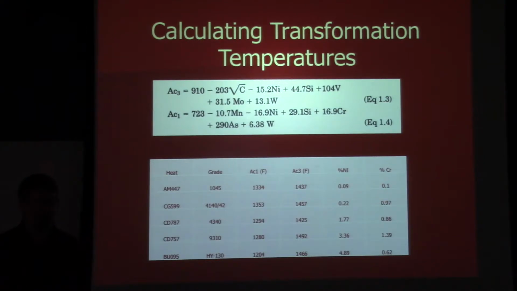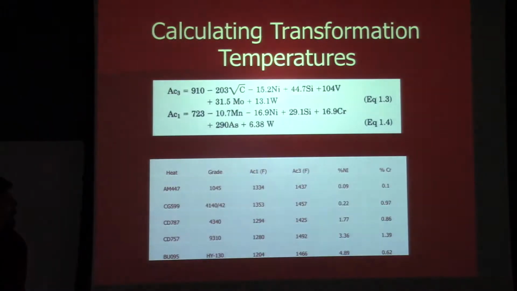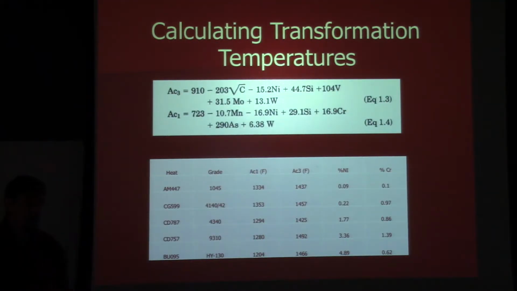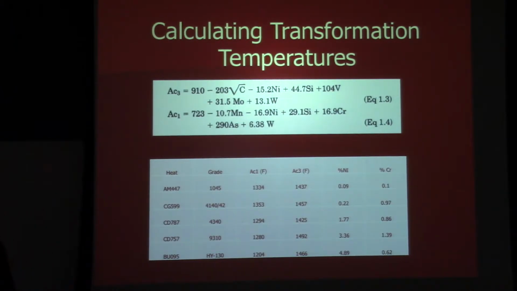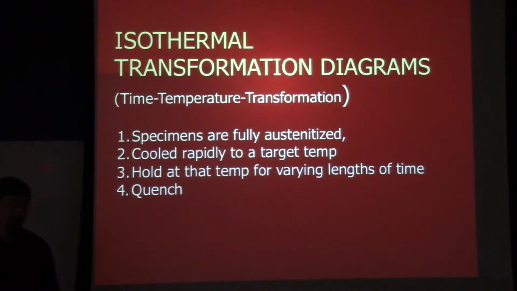Good? Everybody clear? Okay. So let me review very quickly. We covered the equilibrium iron-carbon phase diagram. We talked about calculating transformation temperatures, and about experimentally determining transformation temperatures. Now we're going to talk about another kind of diagram called an isothermal transformation diagram.